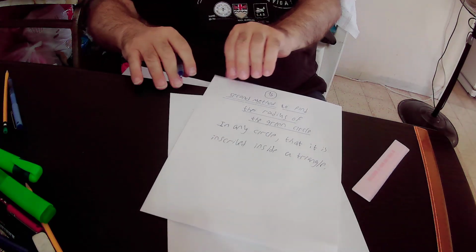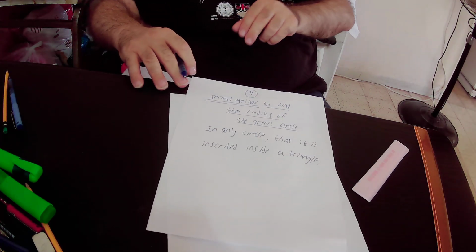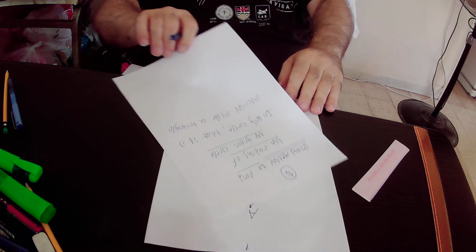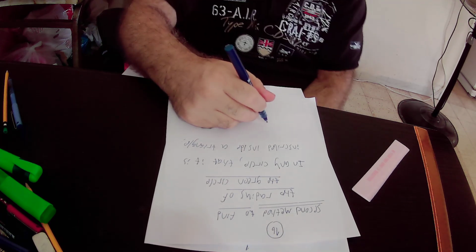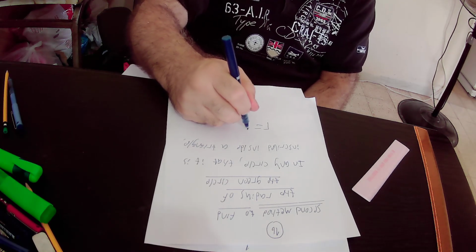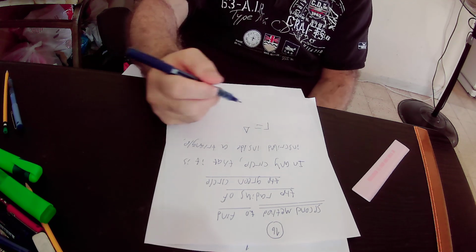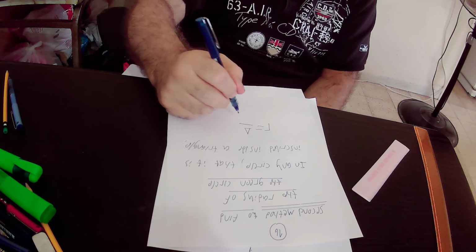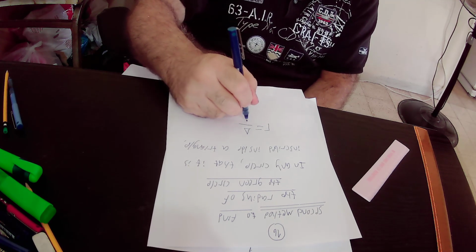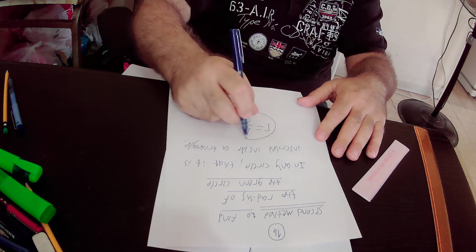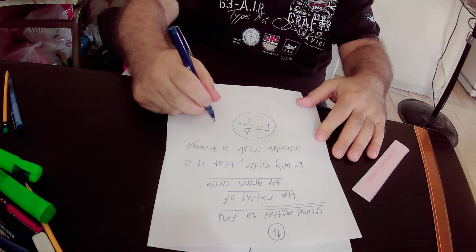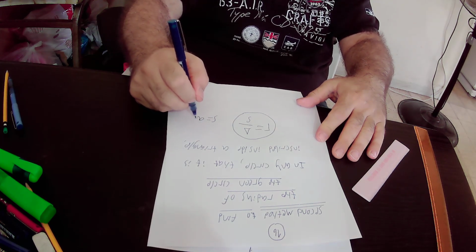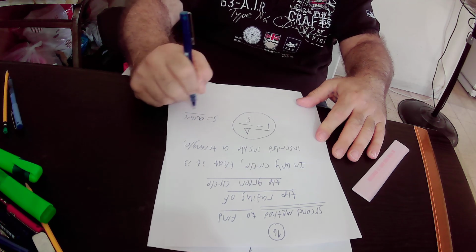Okay, in any circle that is inscribed inside a triangle, the following formula is true: the radius of that circle will be equal to the area of the triangle that contains that circle over the semi-perimeter of that triangle. S is the semi-perimeter of the triangle, that equals the sum of its sides over 2.